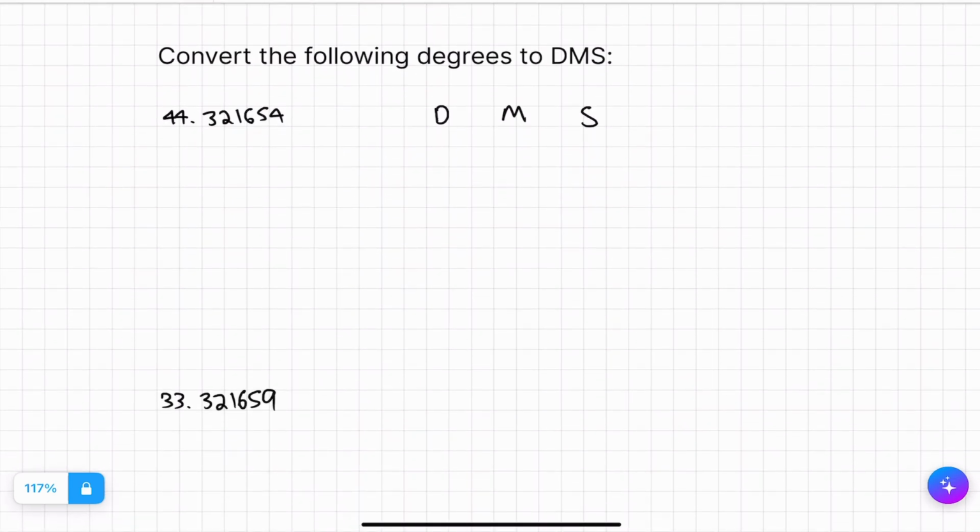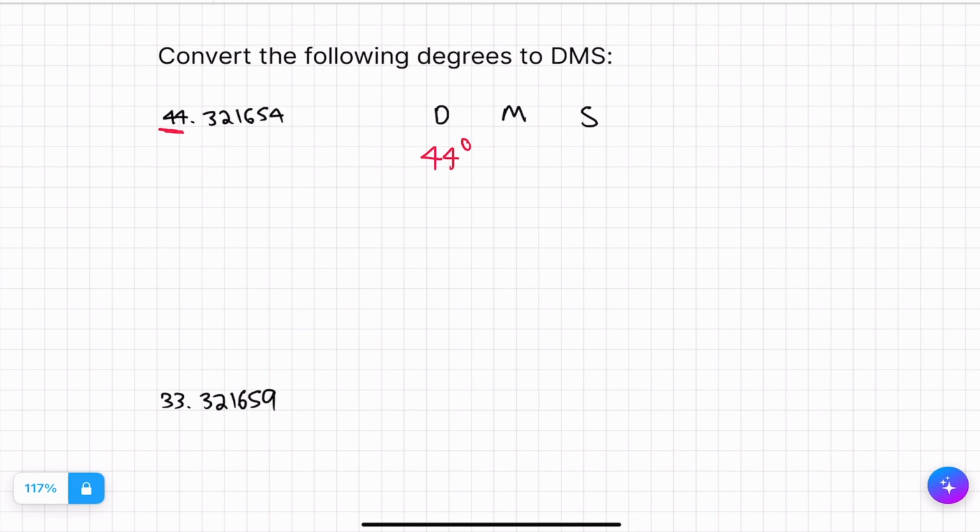Okay, now we're asked to go from decimal degrees back to DMS. The first thing you should do is find degrees, which is super easy because anything before our decimal point is going to be our degrees. So in this case, we have 45 degrees, and we'll write that right here.